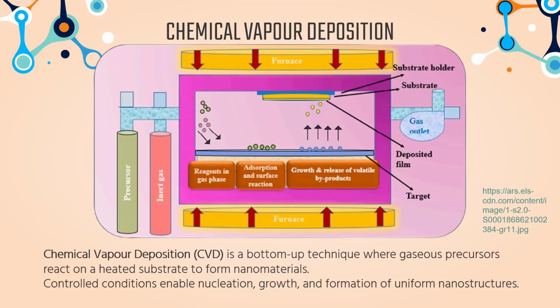Now, let's move on to chemical vapor deposition, commonly known as CVD. Chemical vapor deposition is a bottom-up technique in which gaseous precursors are introduced into a reaction chamber, as you can see, and allowed to react on a heated substrate. Under controlled condition, what happens? Nucleation and growth occur, resulting in the formation of uniform nanostructured or thin films. The image here illustrates how precursor gases enter the chamber, react on the substrate, and deposit nanomaterials.